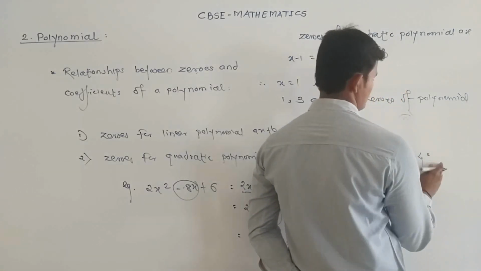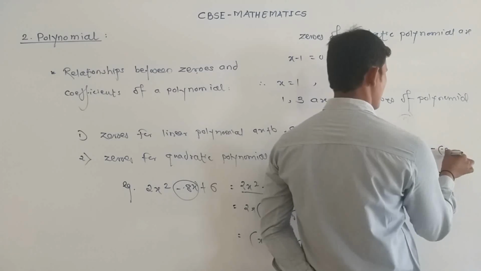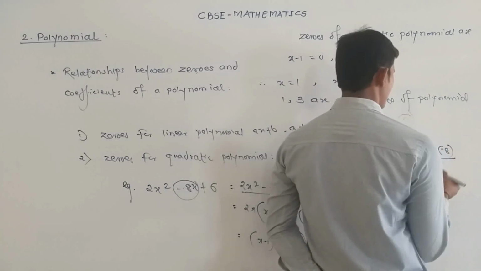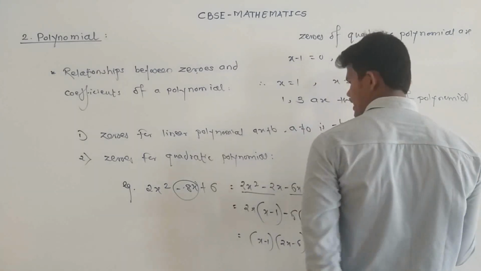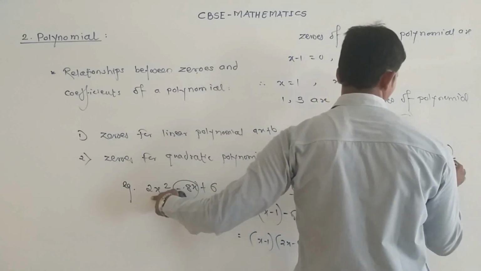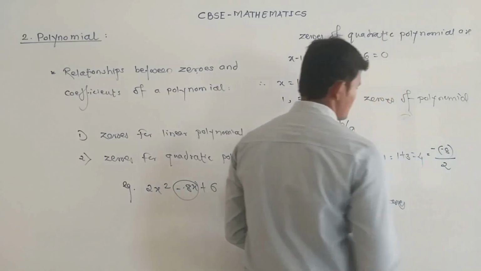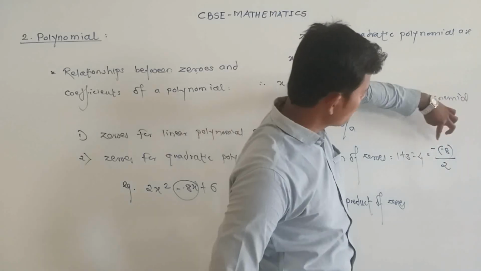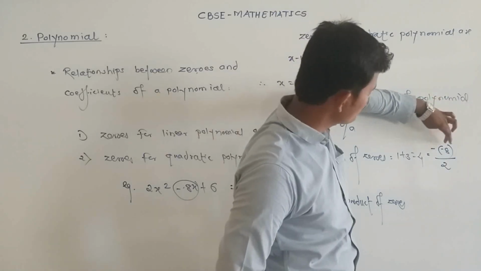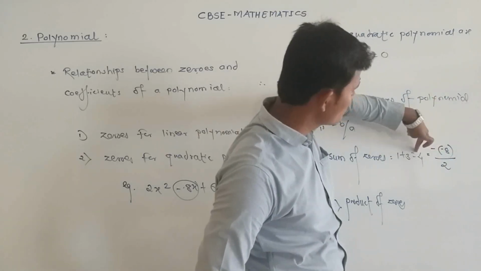So minus of minus 8 divided by the coefficient of x square. The coefficient of x square is nothing but 2. Minus minus gets plus, so 8 divided by 2 is nothing but 4.